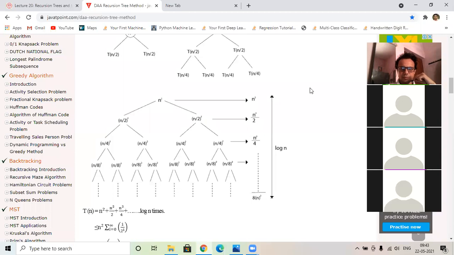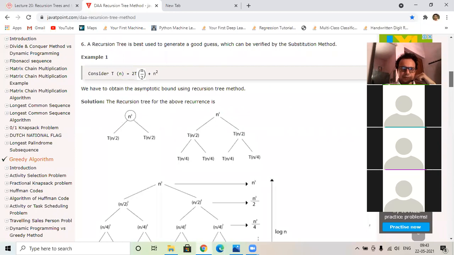Sir, please repeat. I am repeating. Tn equals 2Tn/2 plus n squared. Here n squared is the root, and 2Tn/2 means 2 times Tn/2. So left side one, right side another.